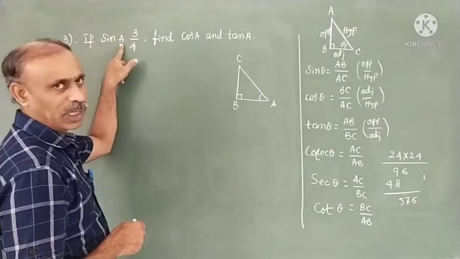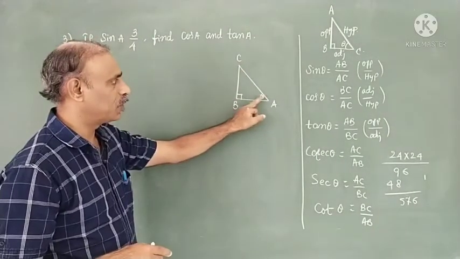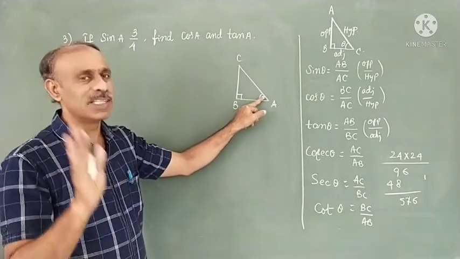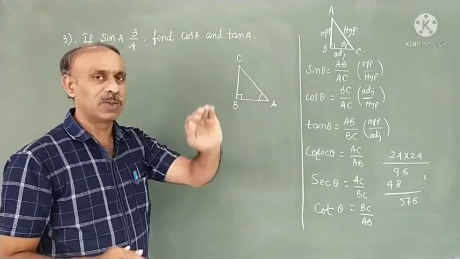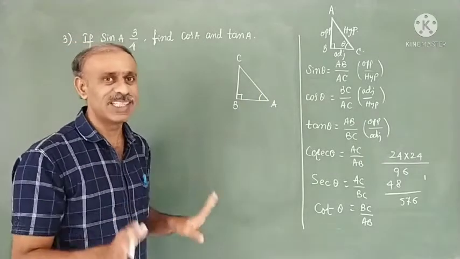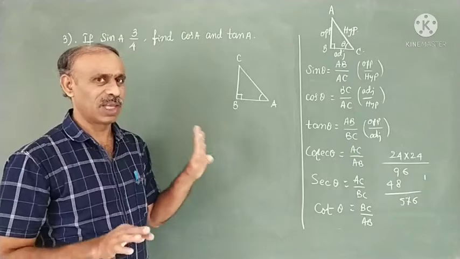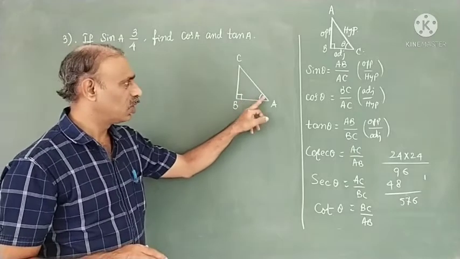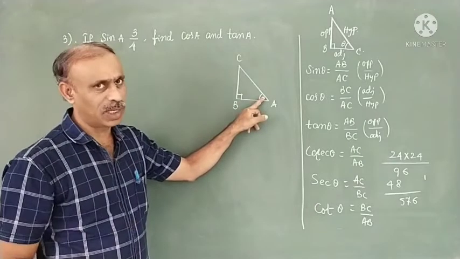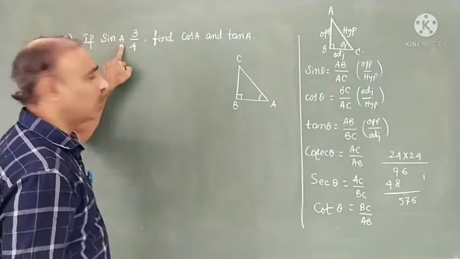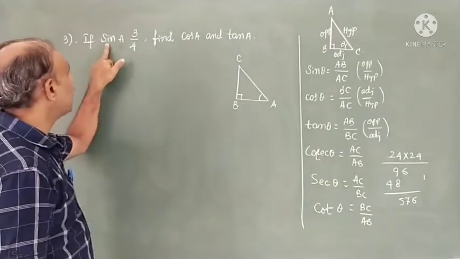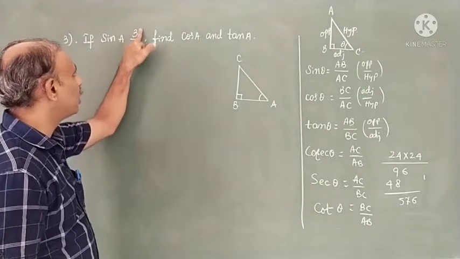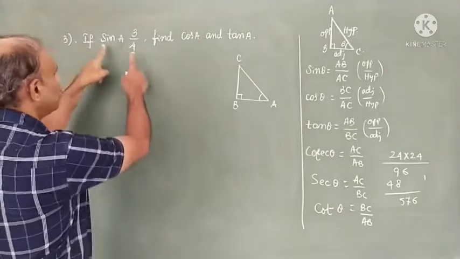With respect to A, I mark A. That means you have to consider A as the acute angle. C is also an acute angle, but don't confuse that. So you are going with acute angle A. With respect to acute angle A, the sin ratio is 3 by 4. That is what they have given.